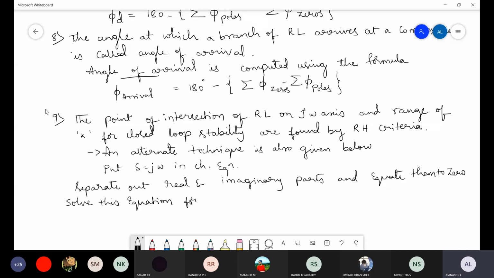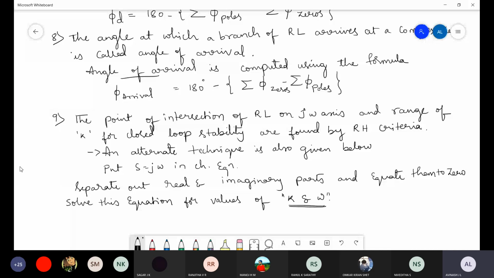for values of k and omega. Once you equate these to 0, you will get two equations in your hand. So solve these two equations in order to find k and omega. Here omega means j omega, the point of intersection you are going to get, and k means the range of k you are going to get.